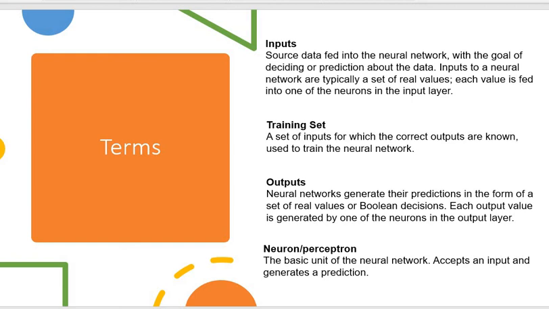Then the most important term is the neuron or the perceptron. This is the basic unit of the neural network. It accepts an input and generates a prediction. I know these terms may be very simple for most of the audience, but we should know the difference between all the different terms. In some of the terms there may be a very fine line of difference, but we should be clear about it so that none of the terms irritate us in the next phases.